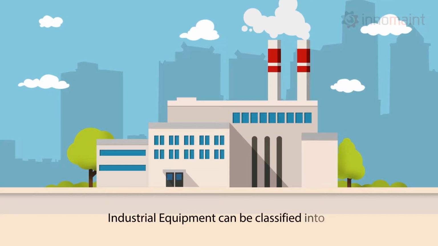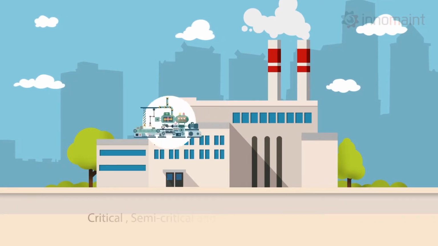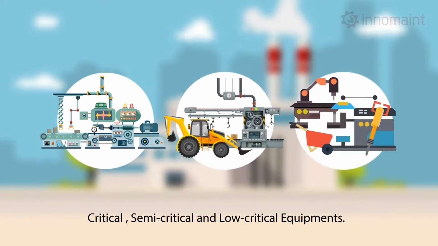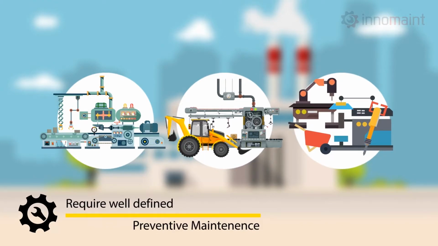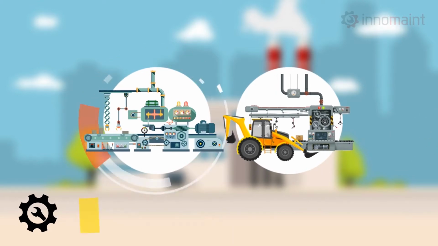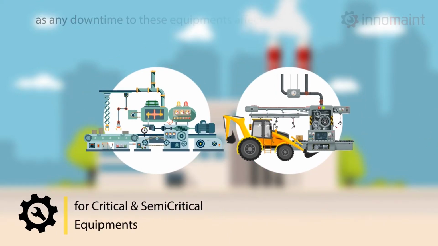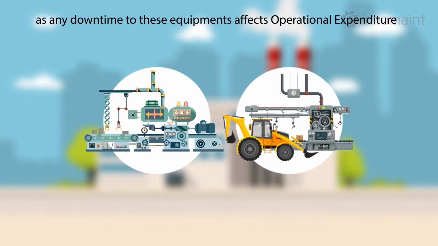Industrial equipment can be classified into critical, semi-critical, and low critical equipment. It is very important to have well-defined preventive maintenance for critical and semi-critical equipment, as any downtime to this equipment affects operational expenditure.